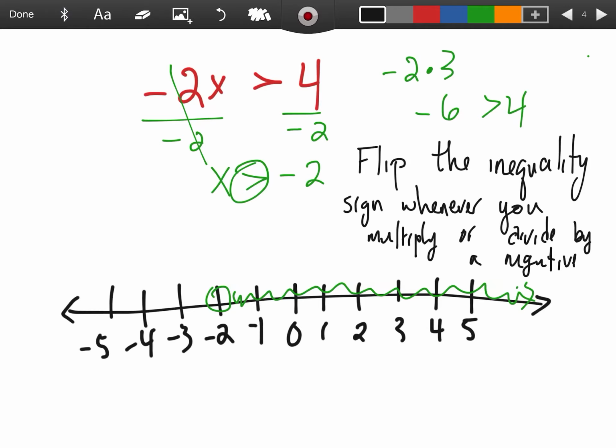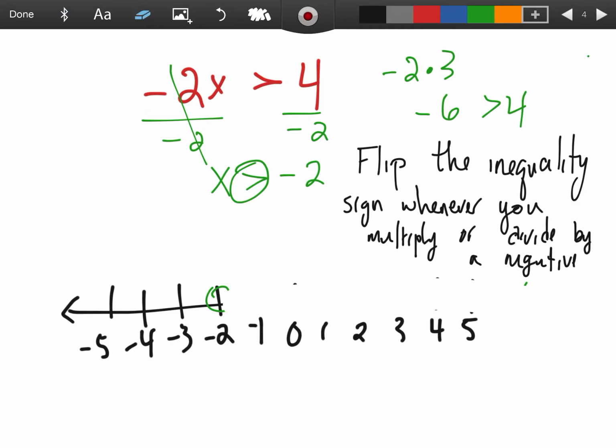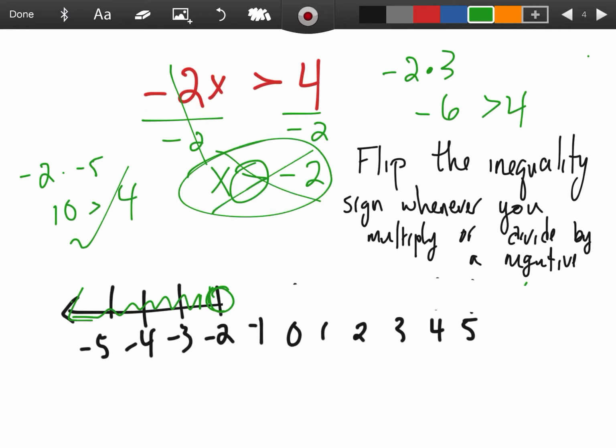All right, so instead of down here going open circle and then to the right, and I know I just erased half that, we're just going to go open circle and then to the left. If we plug in these values, well, let's see what happens. Let's plug in -5. -2 times a -5 is a +10, which that is greater than 4. So my answer should not be x is greater than -2. My answer is x is less than -2.